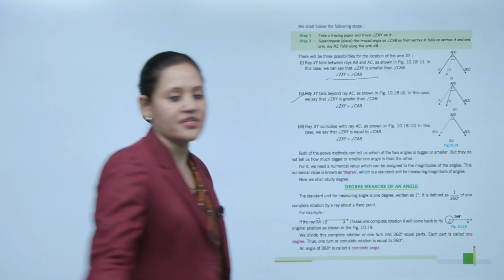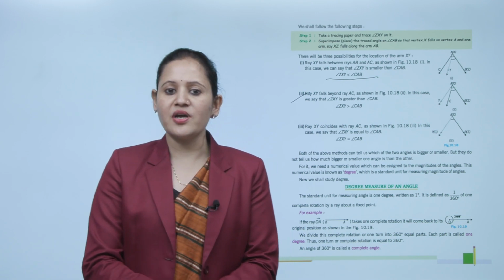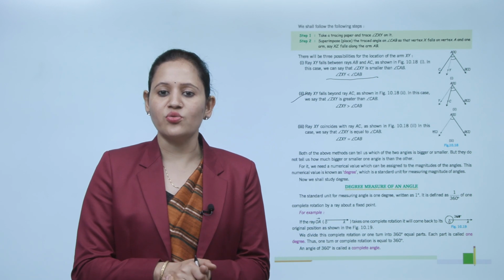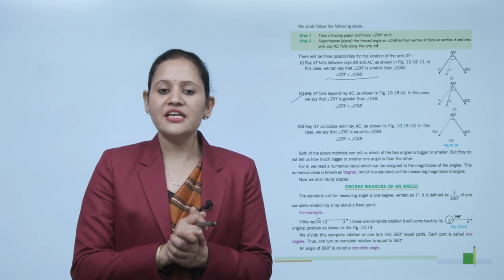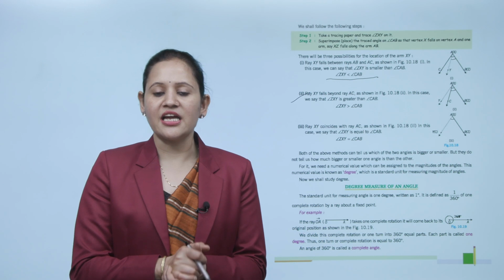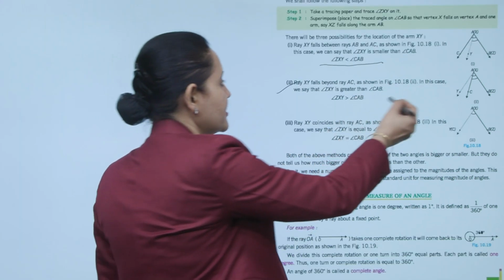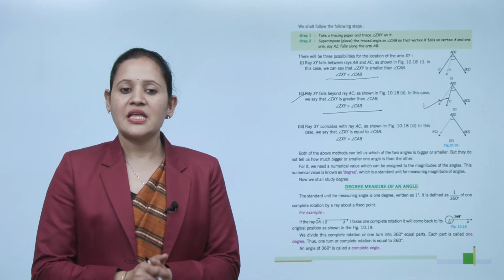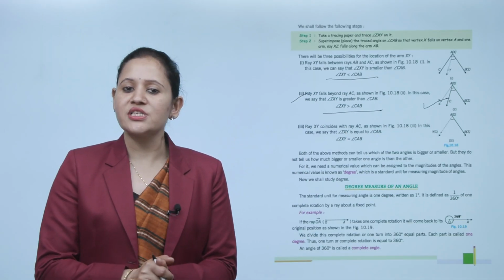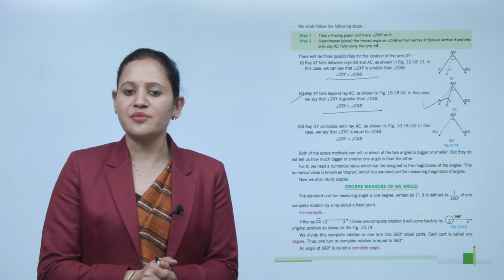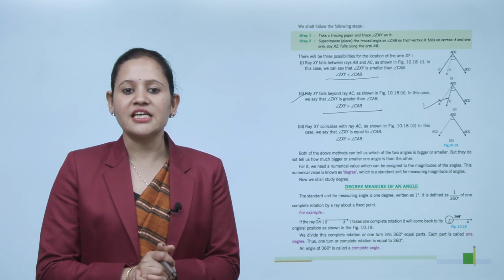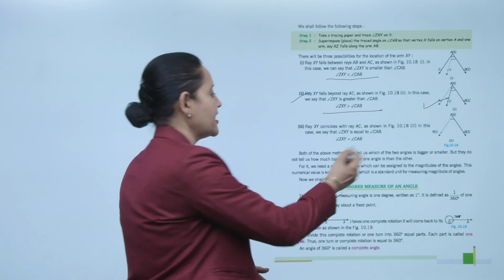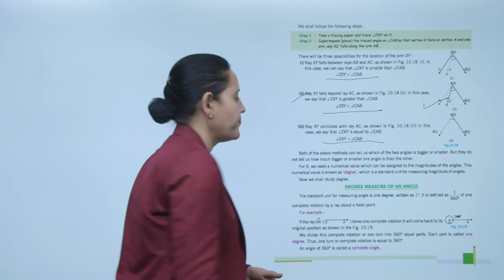The second possibility: the ray XY is beyond ray AC as shown in figure 10.182. In this case, we say that angle ZXY is greater than angle CAB. In the third condition, ray XY coincides with the ray AC as shown in figure 10.183. In this case, we say that angle ZXY is equal to angle CAB. Both the angles will be equal.